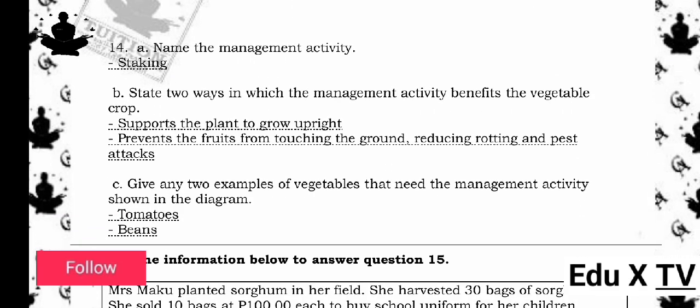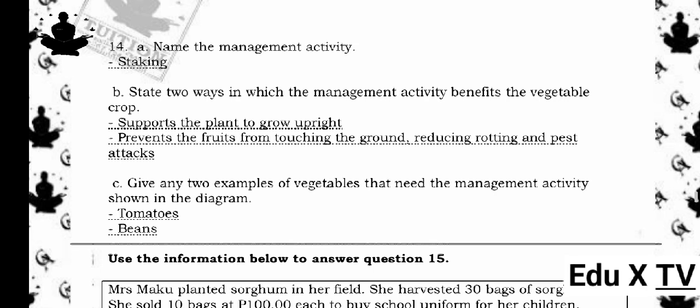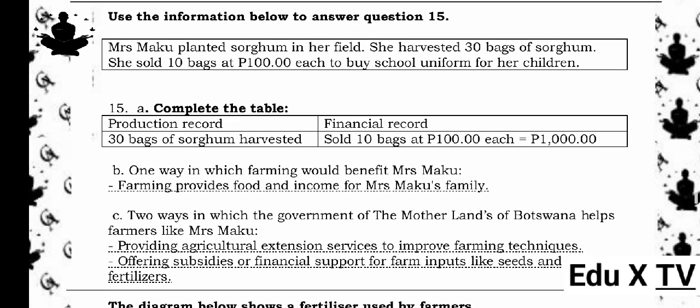14. A. Name the management activity. Staking. B. State 2 ways in which the management activity benefits the vegetable crop. Supports the plant to grow upright. Prevents the fruits from touching the ground, reducing rotting and pest attacks. C. Give any 2 examples of vegetables that need the management activity shown in the diagram. Tomatoes. Beans. Use the information below to answer question 15.